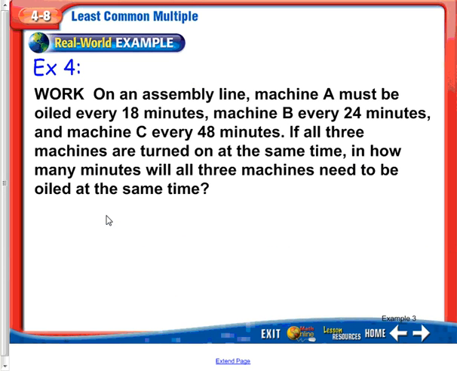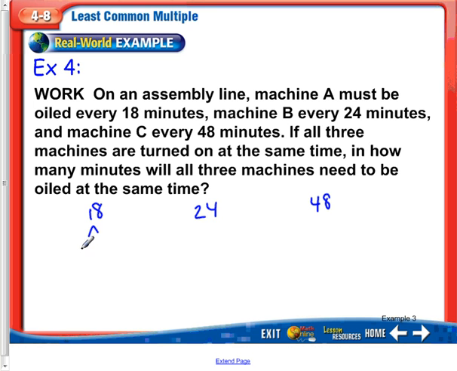So let's try another example of that here with this word problem. We have machine A must be oiled every 18 minutes. So I'm going to write an 18 down here. And then machine B is every 24 minutes. And machine C is every 48 minutes. So I need to find the least common multiple of all three of these numbers.